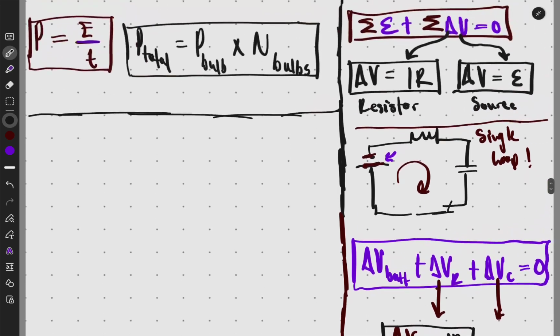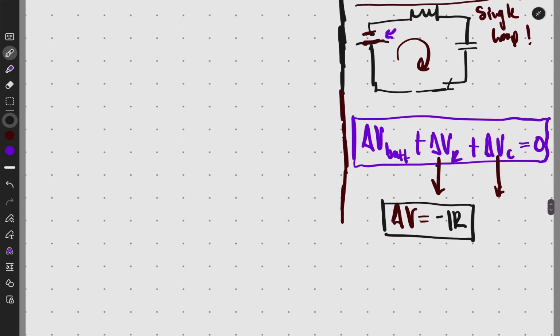Why? Because these are the places. If it's only one loop, then obviously there's going to be a drop on the resistor and a drop on the capacitor. So when we do our capacitor, it's going to be delta VC is equal to negative of Q over C. Okay?